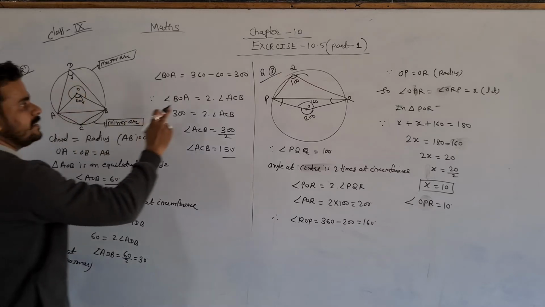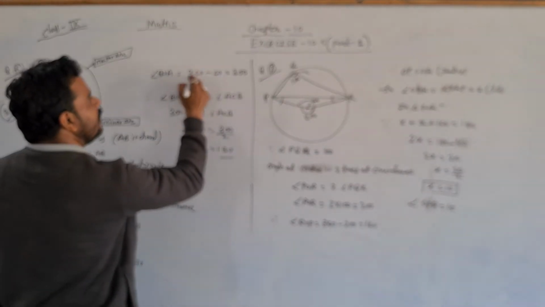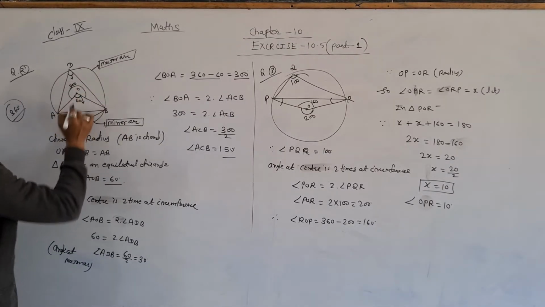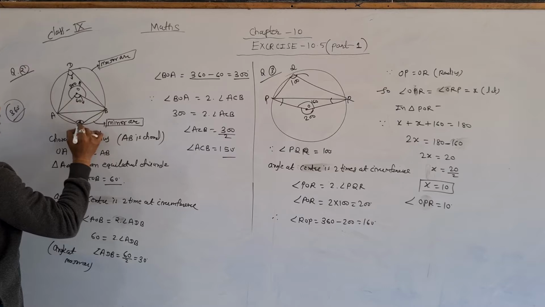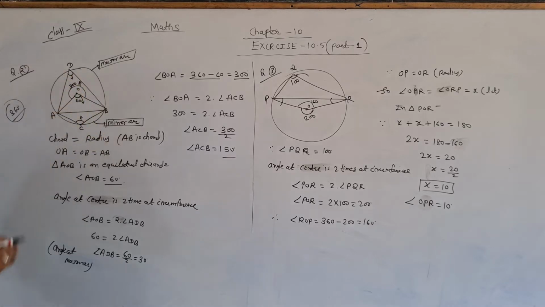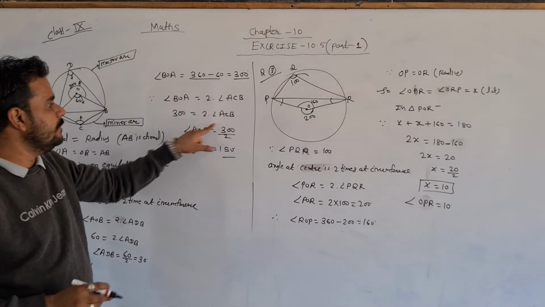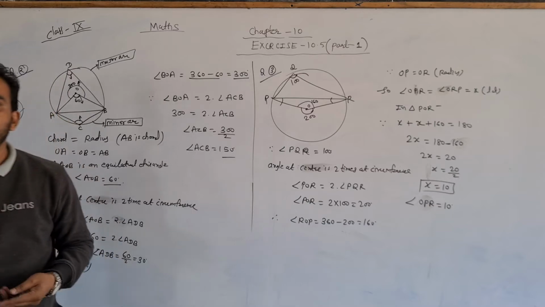So when we subtract, angle BOA is equal to 360 minus 60, then angle BOA is equal to 300. Now look, its face is also upward, and this face is also upside, so this will be half of it, 300 by 2, and this will be 150. So angle BOA is equal to 2 times angle ACB, then angle ACB equals 300 upon 2, the answer is 150.